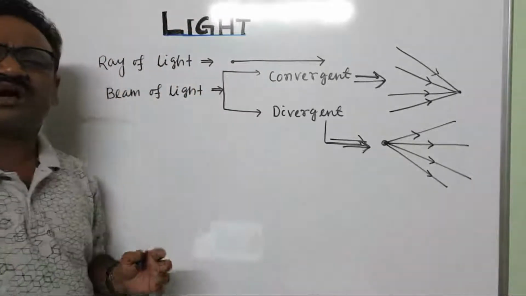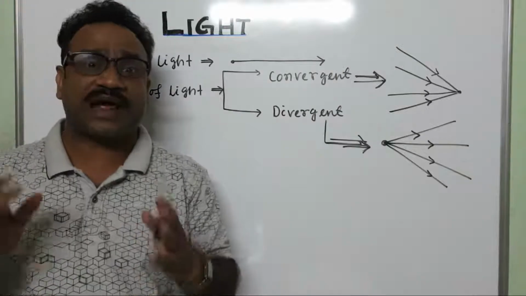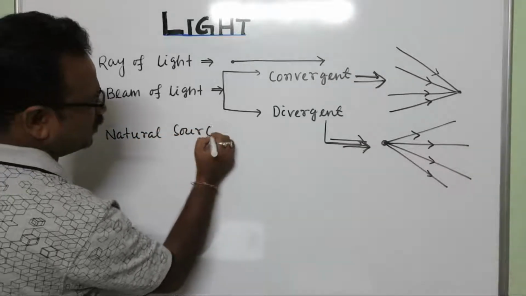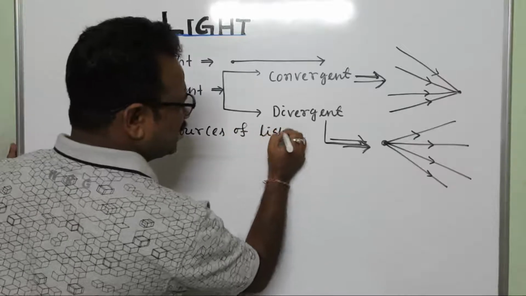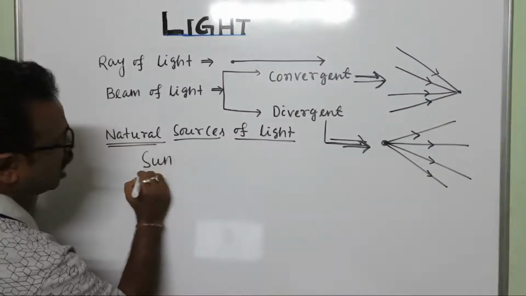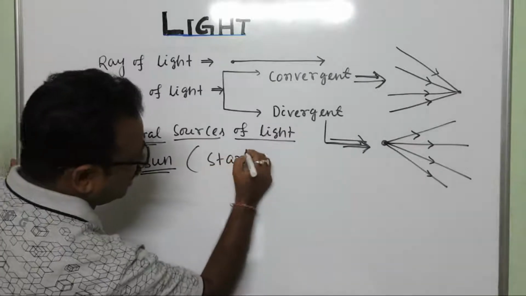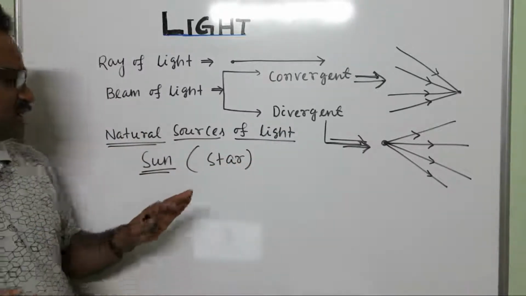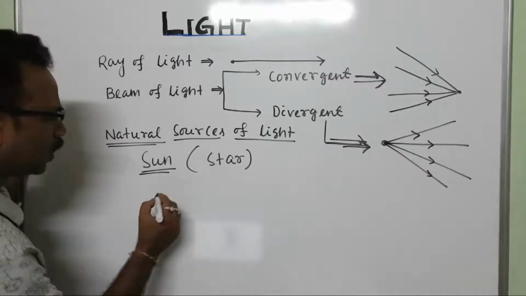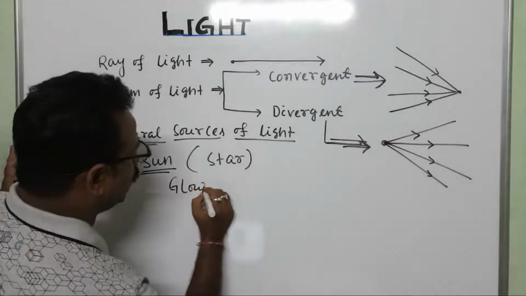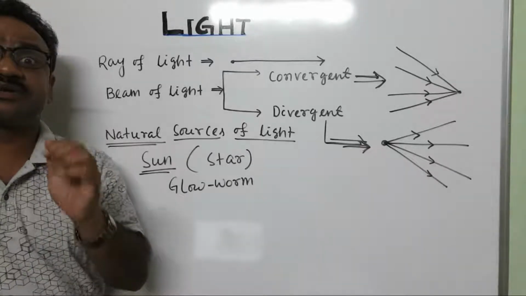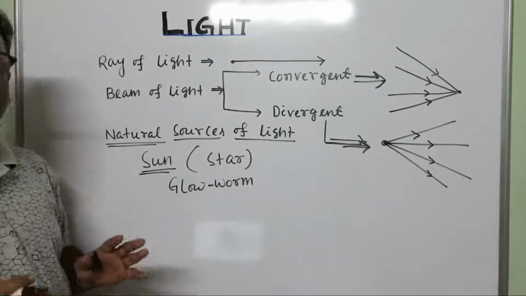Then what are the natural sources of light? Natural sources of light. The sun gives us light. The sun is a star, a luminous body. Then others are there, like the glowworm. You have seen at night they give us light.